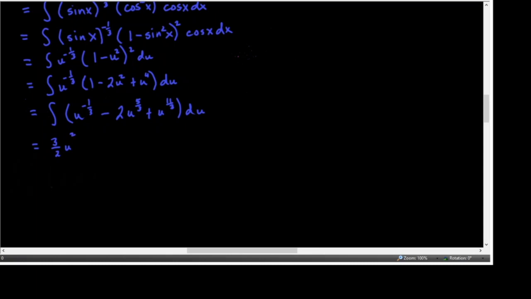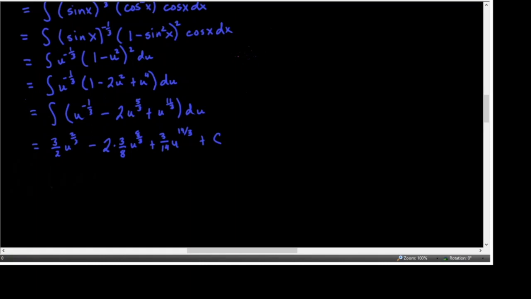Then we have a polynomial made up of a bunch of powers of u, which we will find the antiderivative for by adding 1 to each power and dividing by that new power. So u to the negative 1/3, negative 1/3 plus 1 is 2/3, divided by the new power 2/3 is the same thing as multiplying by 3/2, minus 2 times u to the 8/3, divided by 8/3, which is the same thing as multiplying by 3/8, plus u to the 14/3, divided by 14/3, aka times 3/14, plus c, the constant of integration.